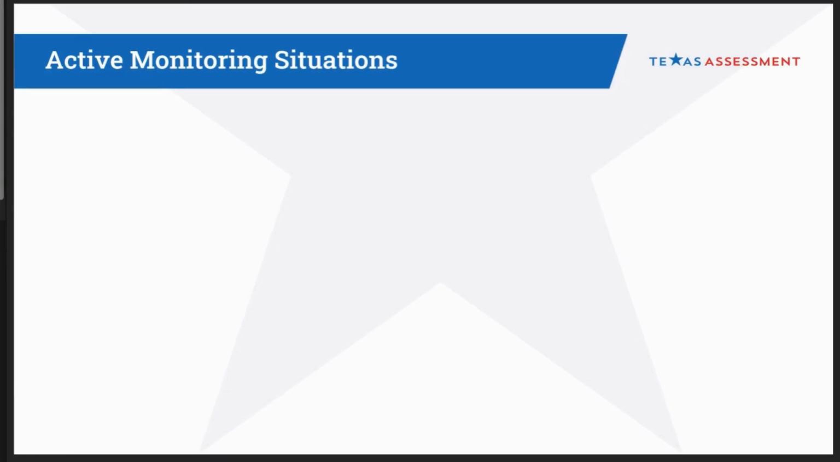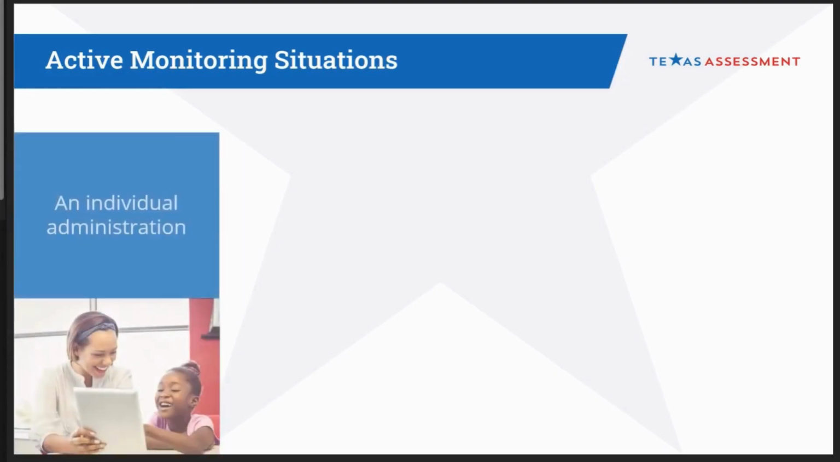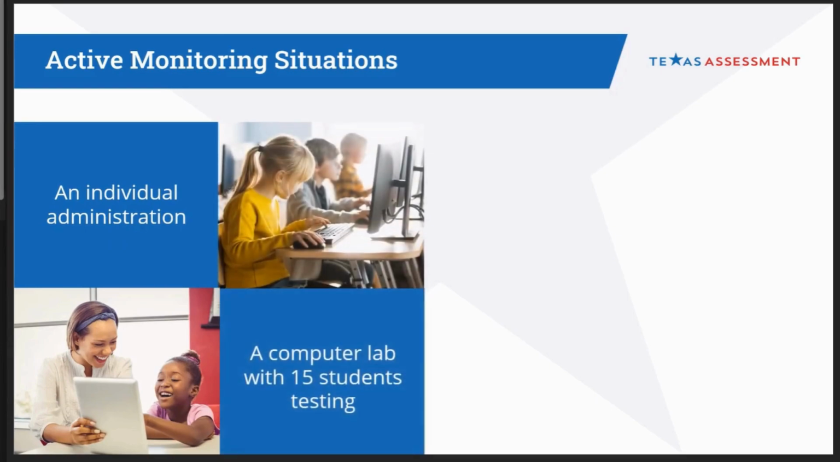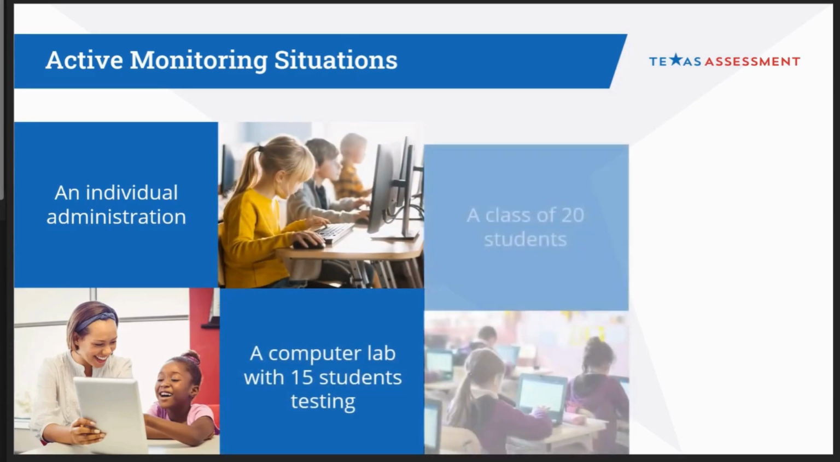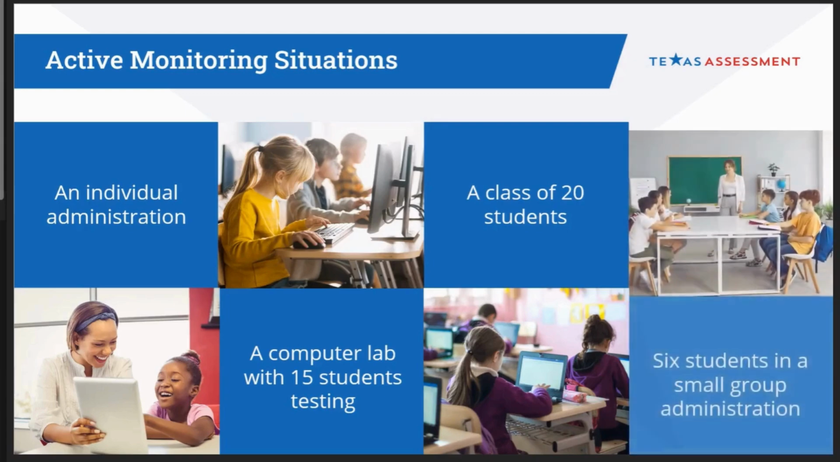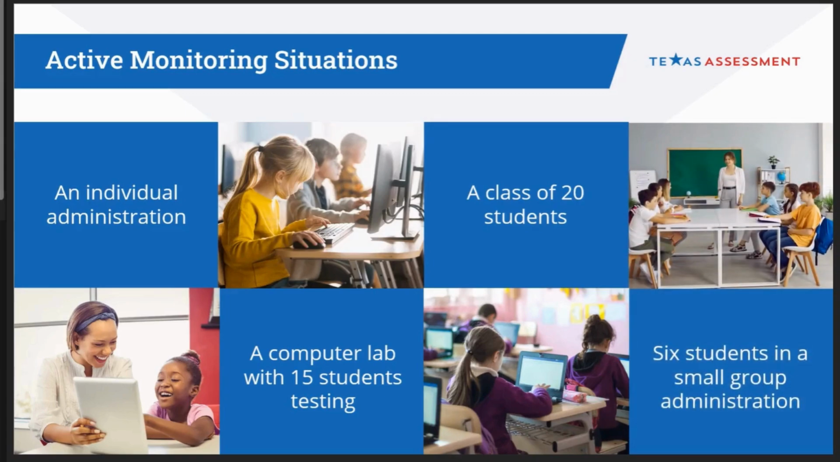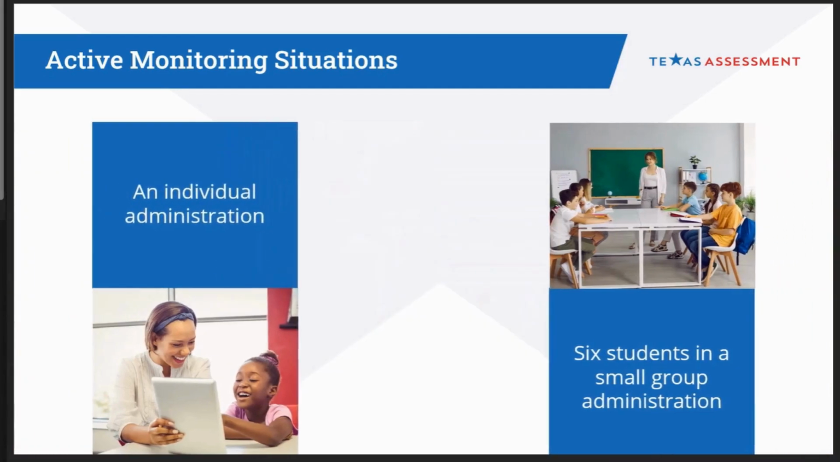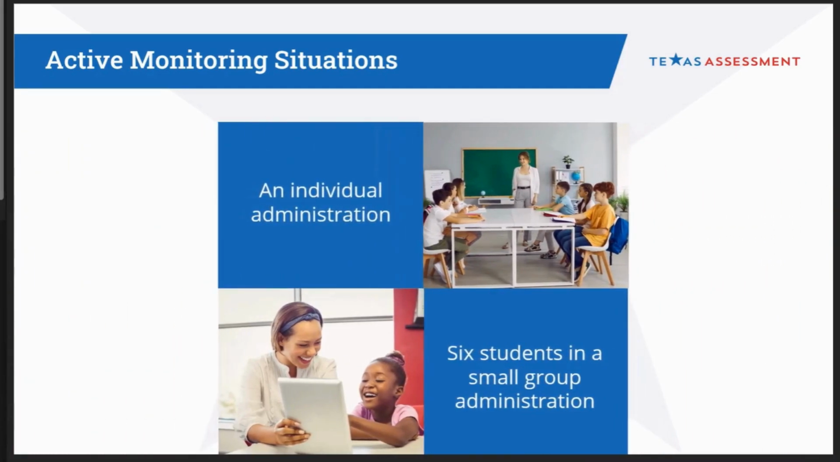Consider, for example, the following: an individual administration, a computer lab with 15 students testing, a class of 20 students, and 6 students in a small group administration. Which of these testing situations require less movement around the room on the part of the test administrator? A small group or individual administration will not require the same amount of movement from the test administrator that would be necessary in an administration with 15 or 20 students.